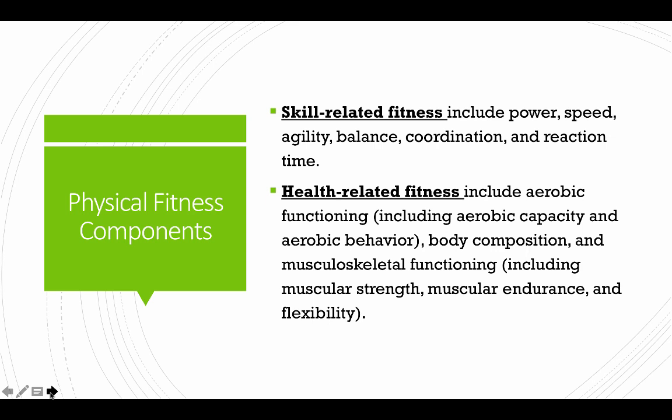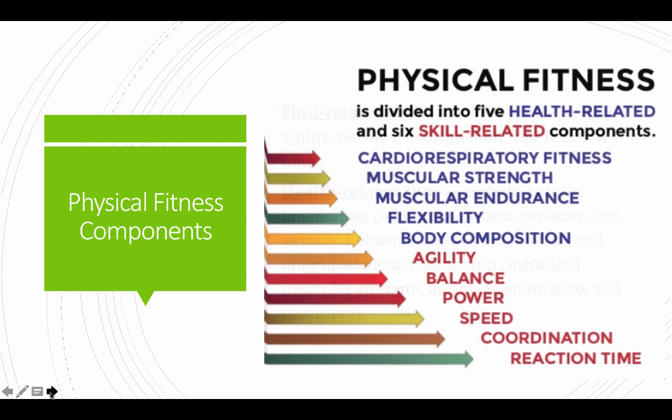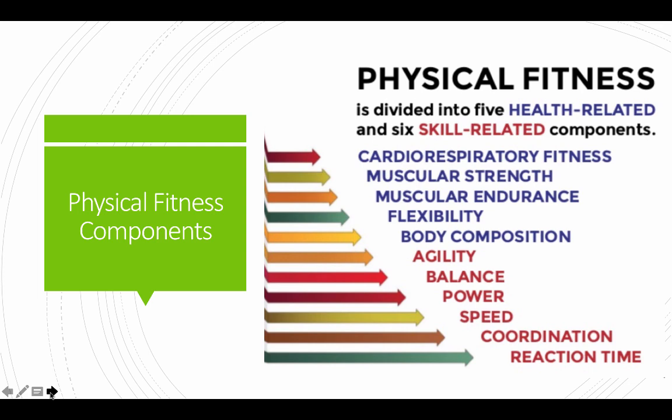Now, health-related fitness is components that we focus a lot more on. So that's our aerobic functioning, aerobic capacity, cardiovascular endurance, our body composition, and our musculoskeletal function, which is our muscular strength, our muscular endurance, and then also our flexibility. So here you can see the two different components of physical fitness that are split up. All right, so please make sure that you are aware of these and then the difference between them.